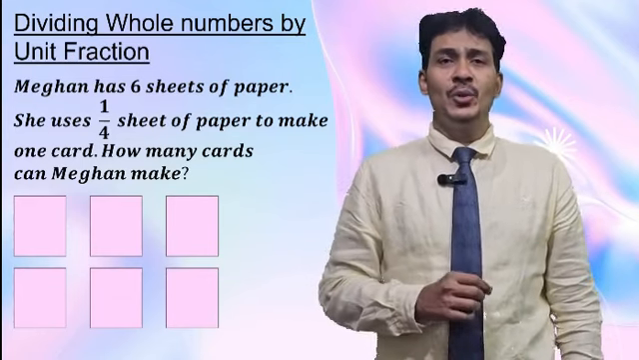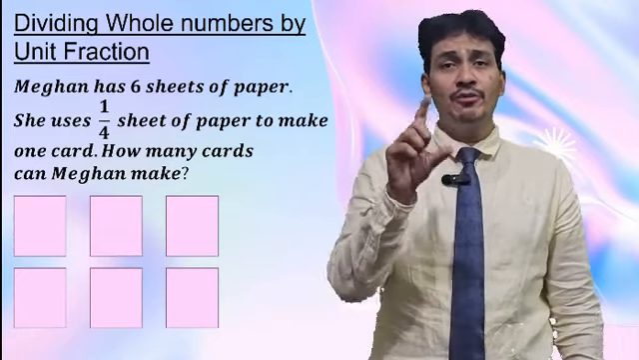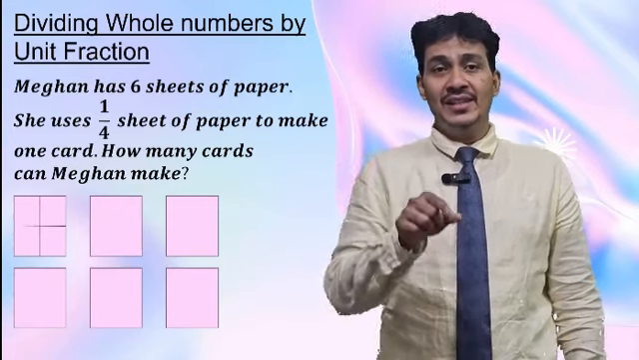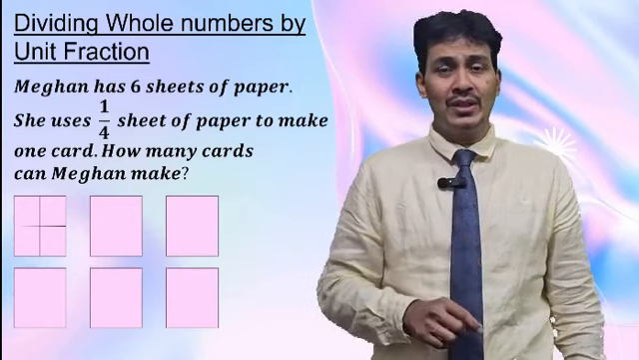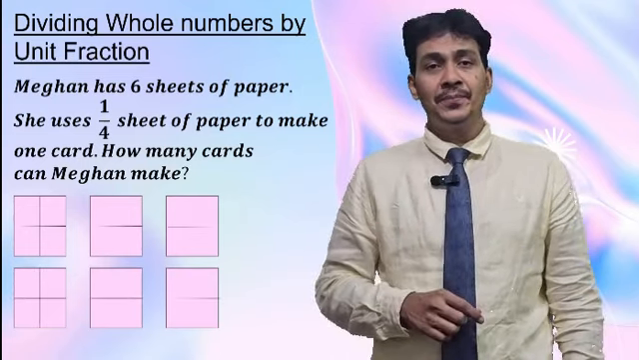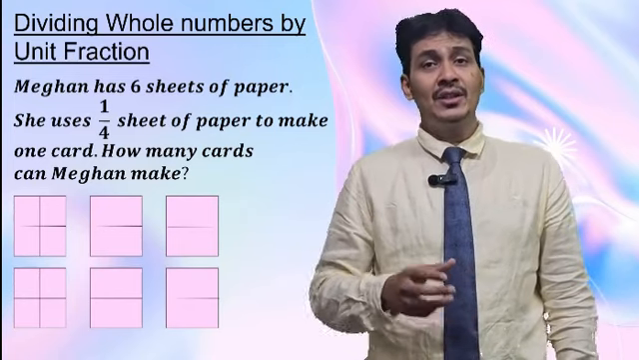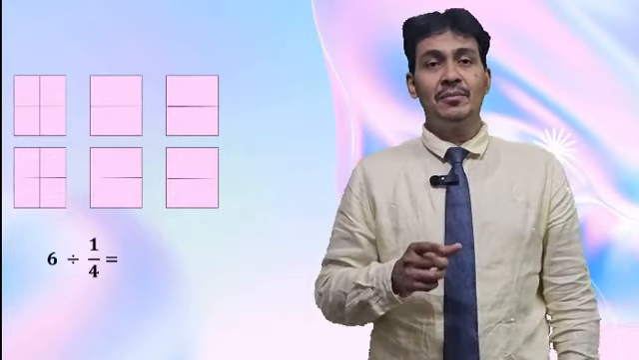What Megan is doing is dividing one piece of paper into 1/4 parts, something like this. As you can see in the first sheet, she has divided 1/4, 1/4, 1/4, 1/4. Similarly, she does this for all the papers. So how many cards can Megan make? This question comes down to dividing 6 by 1/4.